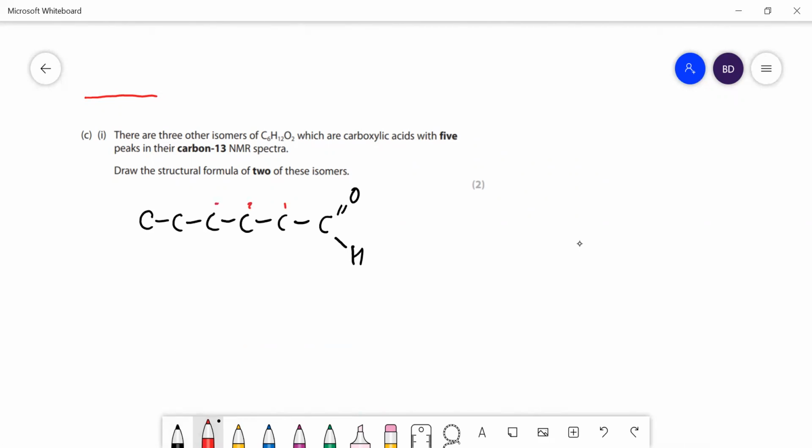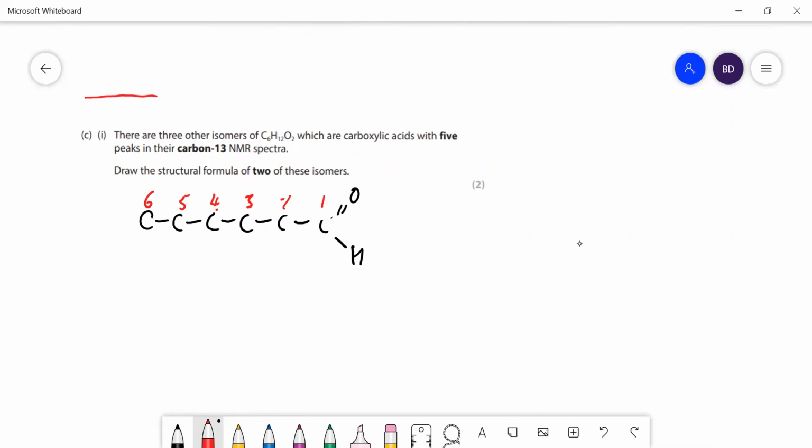1, 2, 3, 4, 5, 6 peaks. So that's obviously not one of them. So we're going to have to put branches into it so that we've got just 5 peaks. So we're going to have to make 2 of those carbons the same.